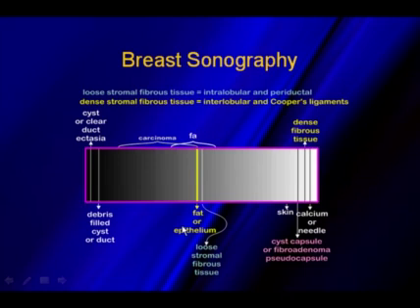So we compare everything in the breast to fat. If I say a lesion is echogenic, it's brighter than fat. If a lesion is isoechoic, it's equal to fat. And if a lesion is hypoechoic, it's darker than fat.